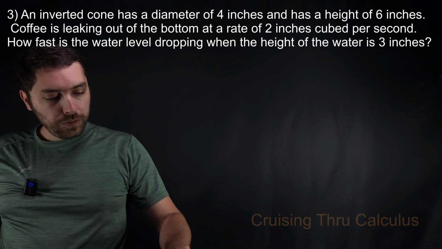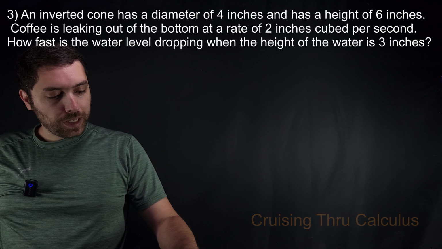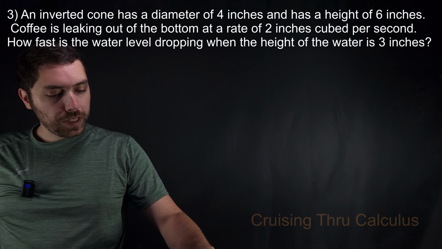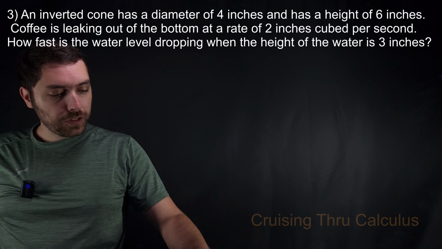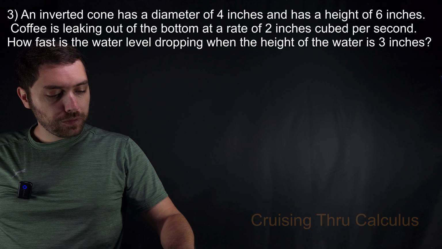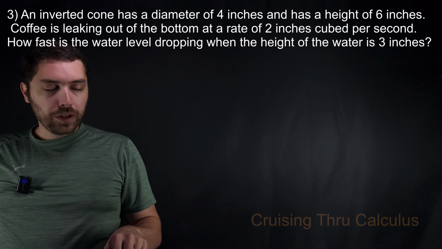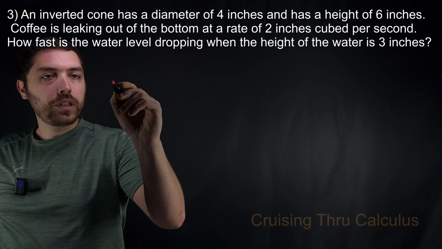This problem says an inverted cone has a diameter of 4 inches and has a height of 6 inches. Coffee is leaking out of the bottom at a rate of 2 inches cubed per second. How fast is the water level dropping when the height of the water is 3 inches? All right, let's start by drawing a picture here.